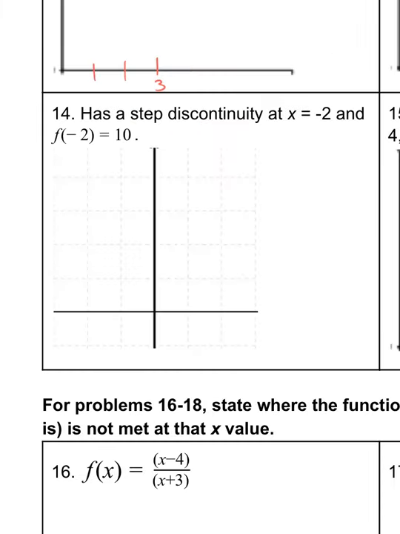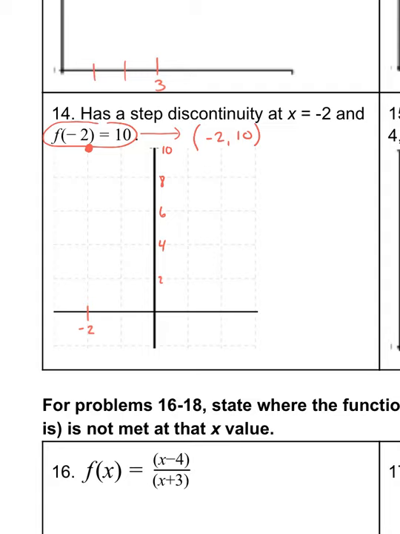Okay, 14. There's a step discontinuity at -2. That means that there has to be the left and the rights coming in at different places. The other thing that we have is we need this point, right here. F of -2 is equal to 10. That gives us the point -2, 10. So I'm going to put that point on the graph. I'm just going to scale this by 2s. 2, 4, 6, 8, 10. So I need a point right there. There's my point.